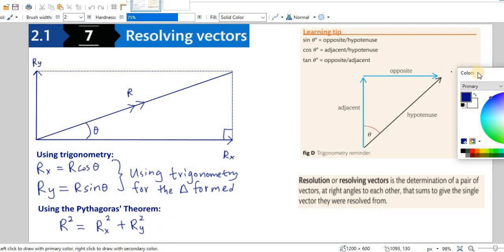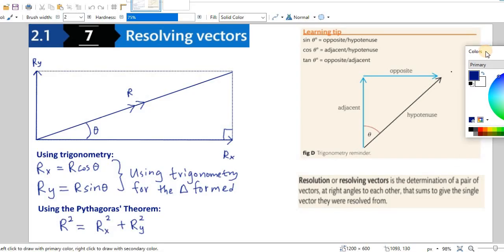Then what do we mean by resolving or resolution? Resolving vectors or resolution is the determination of a pair of vectors at right angles to each other. See, this vector and this vector are perpendicular, at 90 degrees, at right angles to each other, that sums to give the single vector they were resolved from. So sum means we have to do vector addition. Okay, so we use the Pythagoras theorem. Okay, so this basically summarizes what is in this lesson.